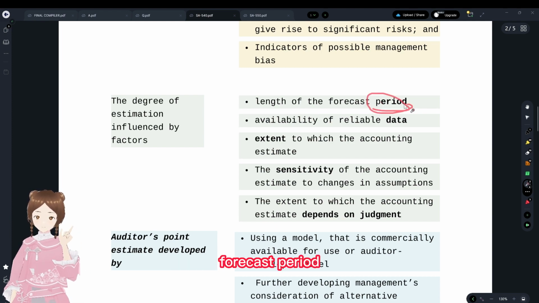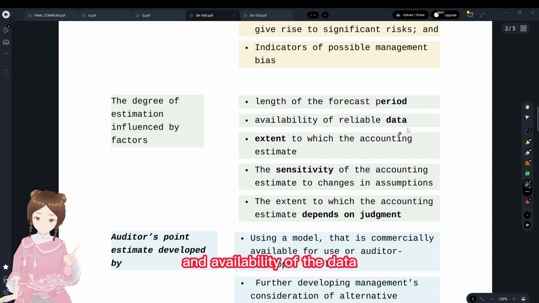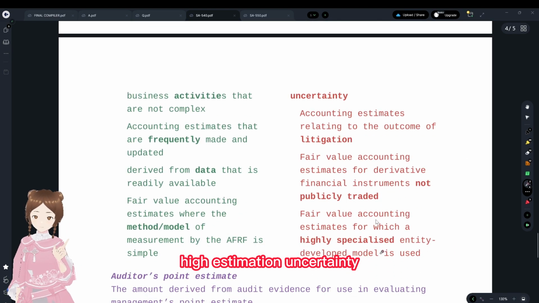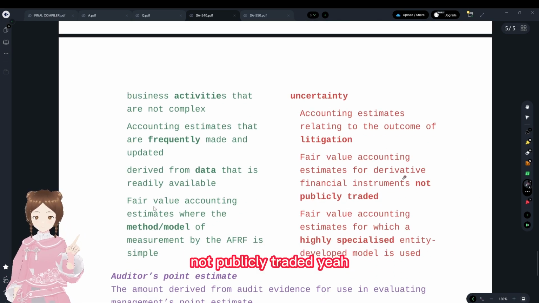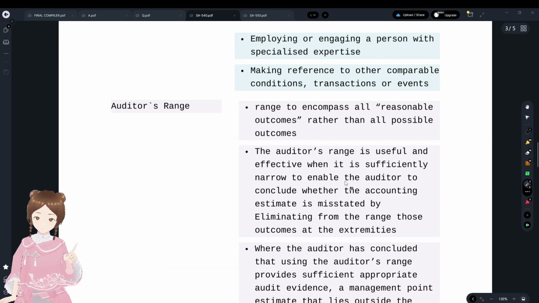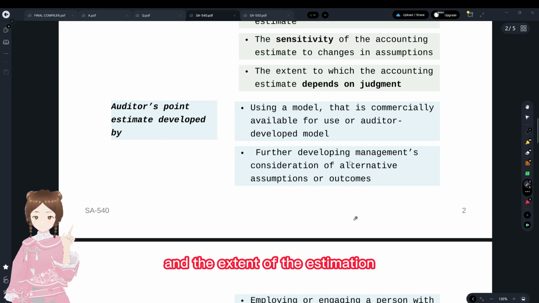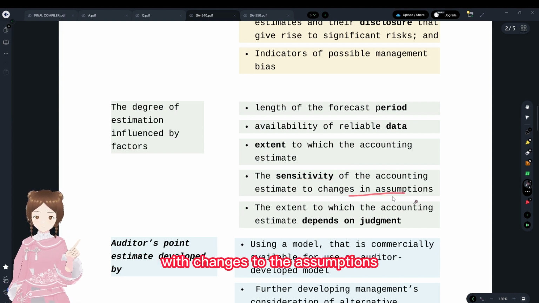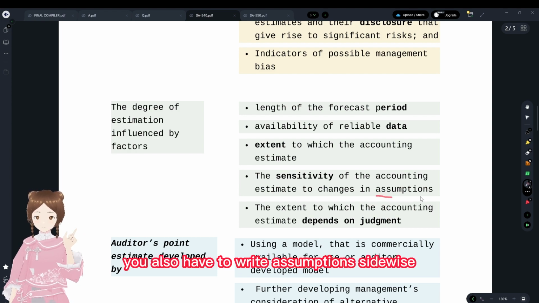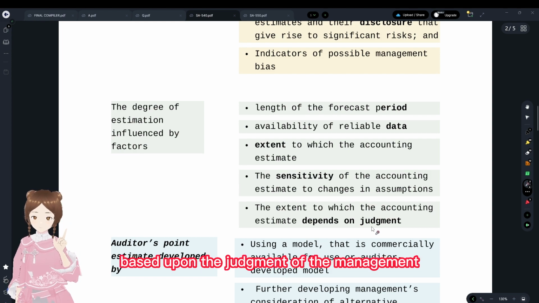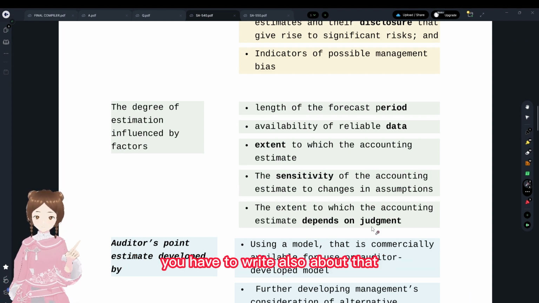On the forecast period and the availability of the data. Items not publicly traded have high estimation uncertainty. Then how frequently, and with regard to the data and the models that were used, the extent of the estimation, and the sensitivity of the accounting estimates to changes in the assumptions. With regard to estimates, you also have to write about assumptions, and the extent to which the accounting estimate depends upon judgment, as it was done based upon the judgments of the management. You have to write about that also.